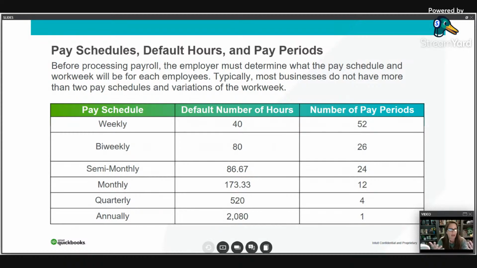You have to determine what the pay schedule is going to be, whether it's weekly or biweekly. And biweekly is every 2 weeks. Semi-monthly would be like 1st and 15th, 15th and 30th. Monthly, quarterly, annually. So you're going to have to figure out what the pay period is going to be for determining the type of employee.